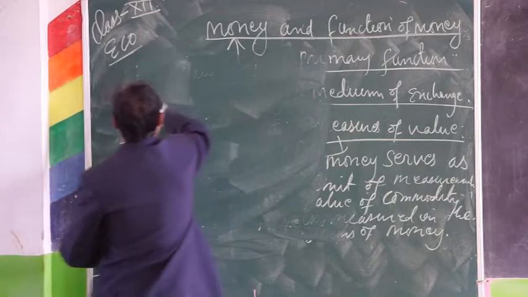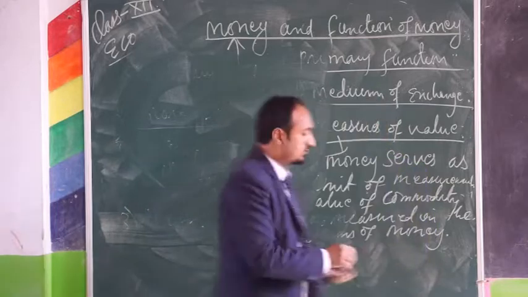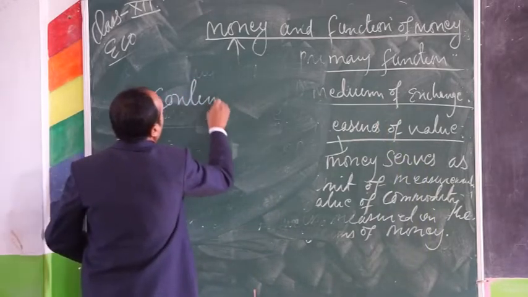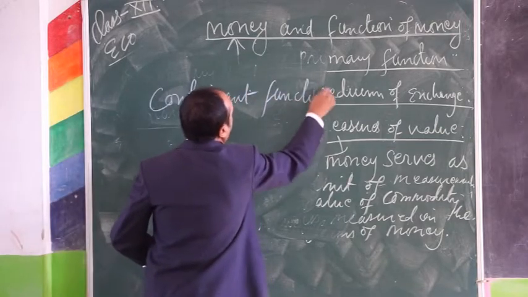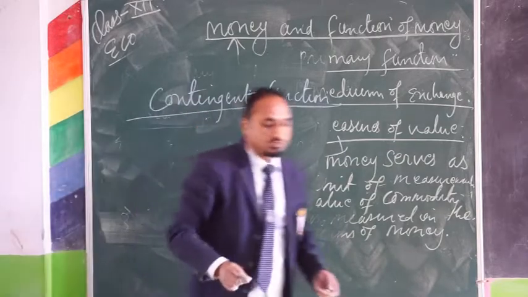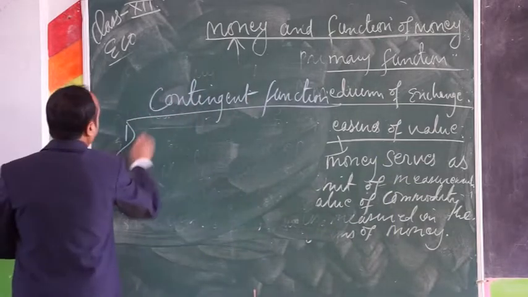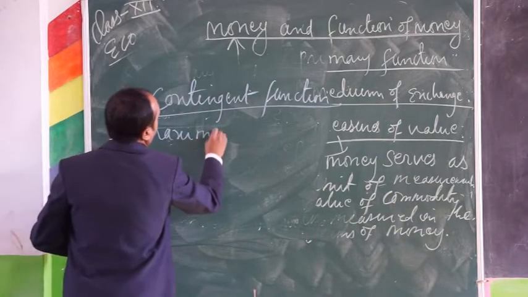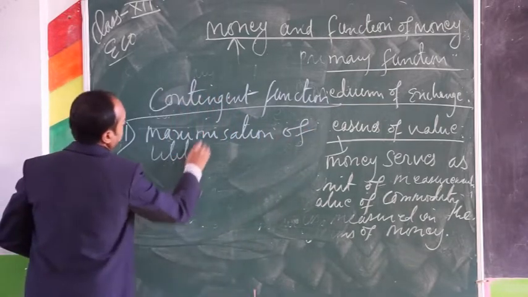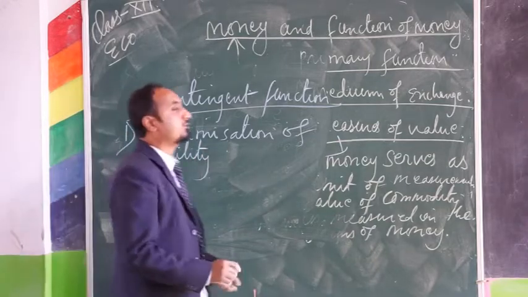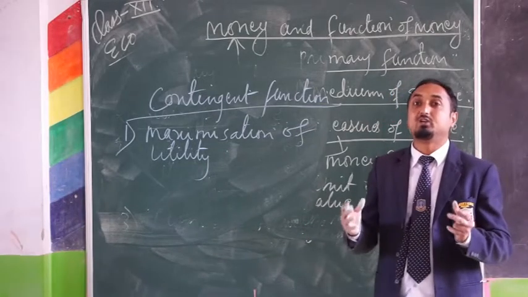Now, the third function we have is called the contingent function. The contingent function of money. Now, the first part of this contingent function of money is maximization of utility. Now, how will we maximize utility with the help of money? We need to understand that.